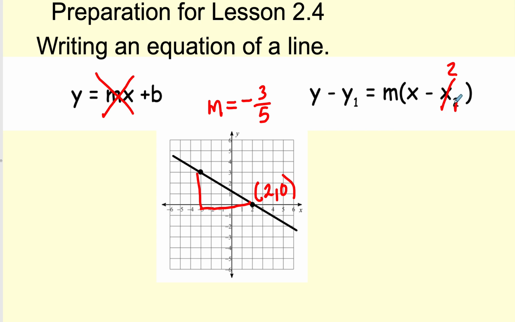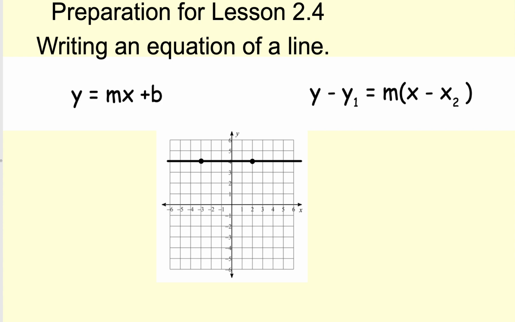This should have been a 1 right here. And then this should be a 0. And our slope is -3/5. Let me try again. Okay, -3 over 5. So I'm going to clean it up. y, and I don't have to say minus 0, equals -3/5 times x minus 2. And this will be the equation of the line.